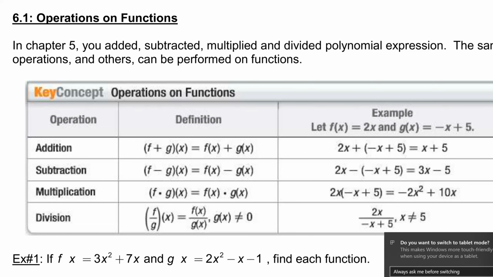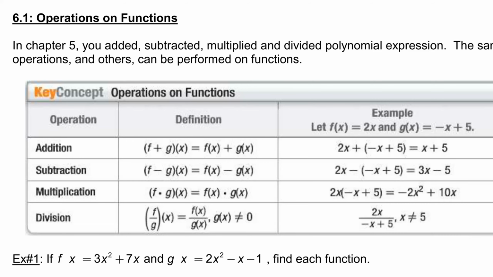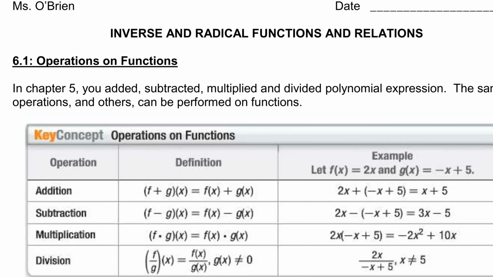All right, so today is 6.1. It's a relatively short lesson. The name of this chapter is Inverse and Radical Functions and Relations. We don't do inverses, so notice that cuts out a lot. We're not doing 6.2. We do very little of 6.4 and 6.5. We're doing a very light version of chapter 6.